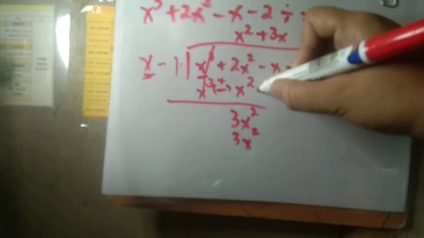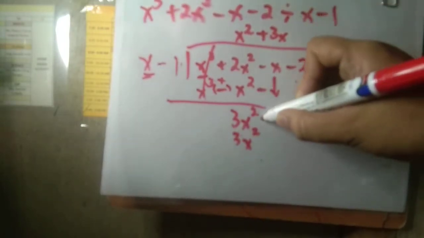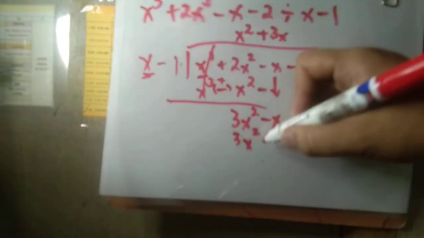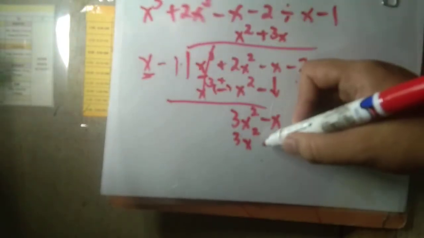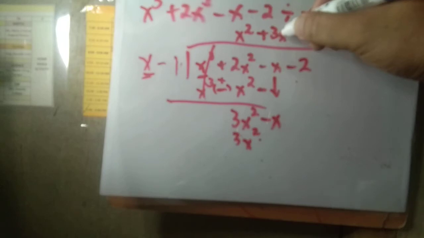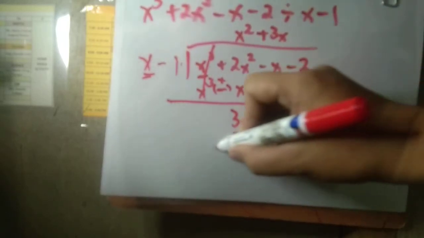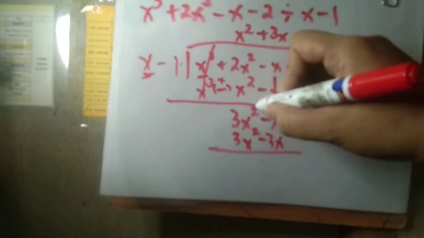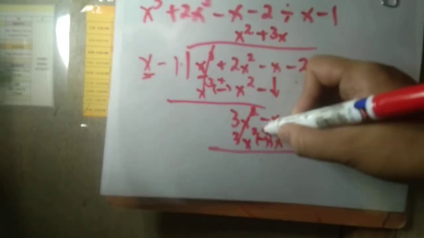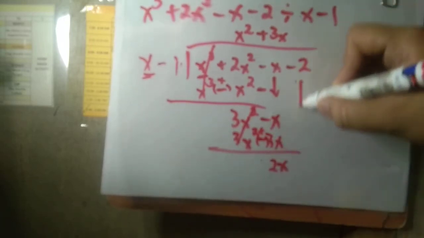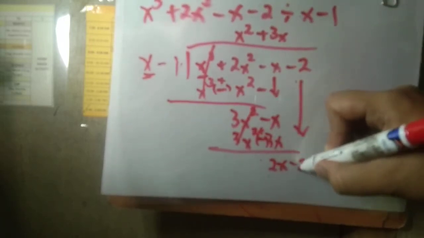Okay, now I forgot. We have to bring down x here. Nakalimutan ko yung process na yon. My apologies. Okay, then afterwards, 3x times negative 1 is negative 3x. And then again, we will be subtracting it. This will be cancelled. This will change to positive. So this would become 2x. And then we will bring down negative 2.